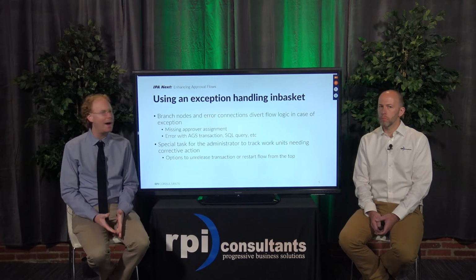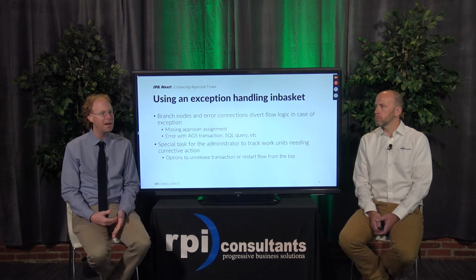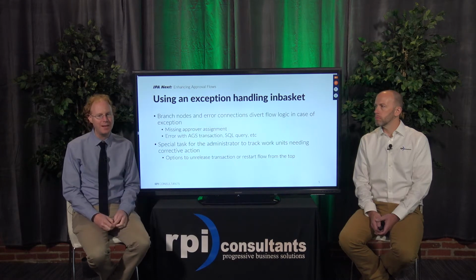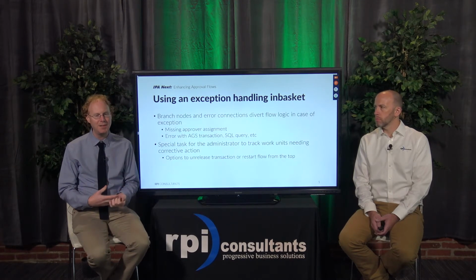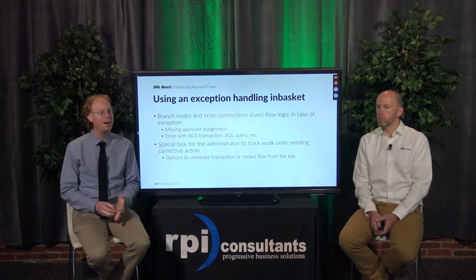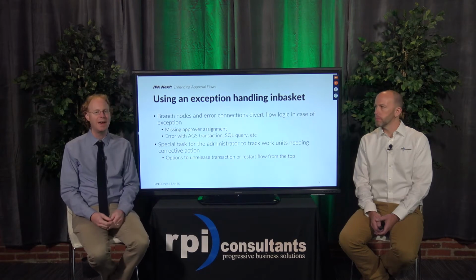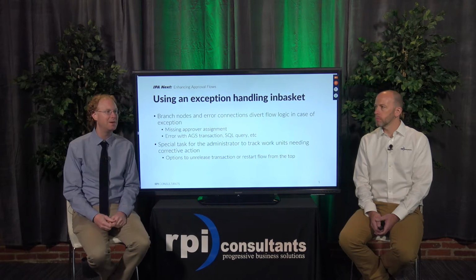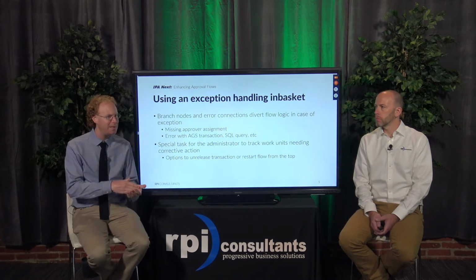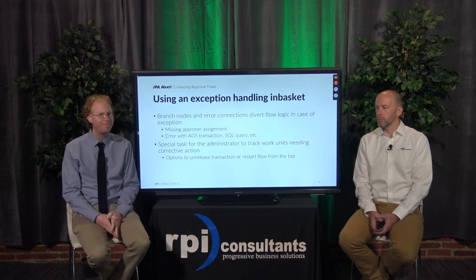From within that special in-basket, I'll also give our administrator the ability to restart the flow from the beginning or unrelease the transaction. So that saves our administrator the trouble of potentially having to manually restart a work unit, maybe having to say go to the RQ13 screen and manually unrelease a req or something like that. We want to keep all that activity right within the in-basket. So if an approver assignment needs to get made, our flow can easily be restarted from the beginning.